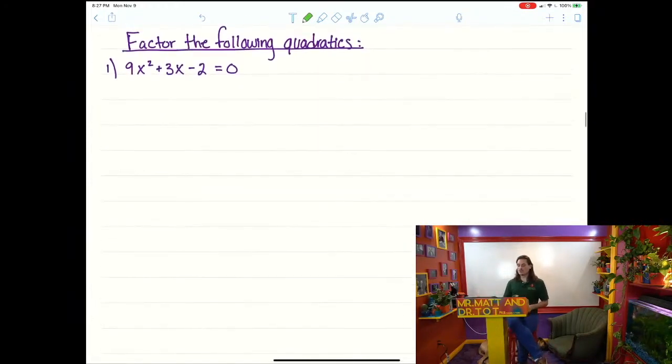Now I'd like you to try. So I'm going to give you 4 minutes. I'd like you to factor the following quadratic, and if you feel so persuaded, then you can also solve for x. You would have two answers. I'll keep track of the time in the upper right-hand corner.